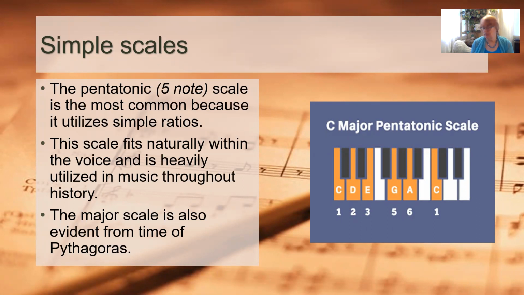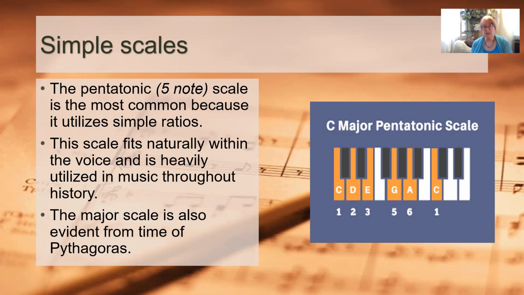So you see here in this picture, really what it is, it's like taking a C, D, E, and then skipping the F and going G, A, skipping the B, and then back to the C. So basically you have a major second here, a major second there, a minor third from E to G, another major second, and minor third. So a pentatonic scale is made up of a combination of major seconds and minor thirds.